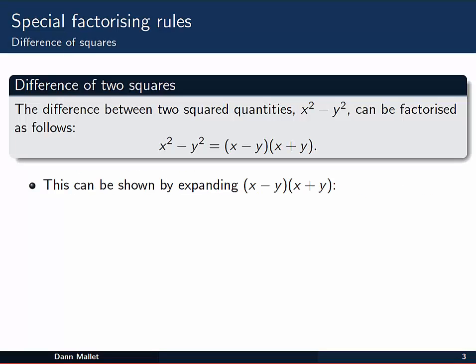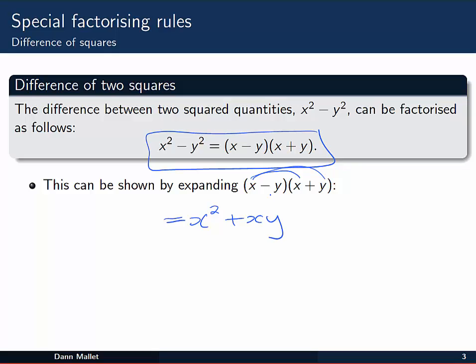First of all, let's look at the difference of two squares. The difference between two squared quantities, x squared and y squared, x squared minus y squared, can be factored, as we said a moment ago, as x minus y, x plus y. Now we can show that that works by expanding out that factorized form. So if we start with x minus y, x plus y, and expand using the distributive law, we're going to get x times x, or x squared, and then x times y, plus xy, and then minus y times x, minus xy if you like, and finally minus y times y, which is minus y squared.